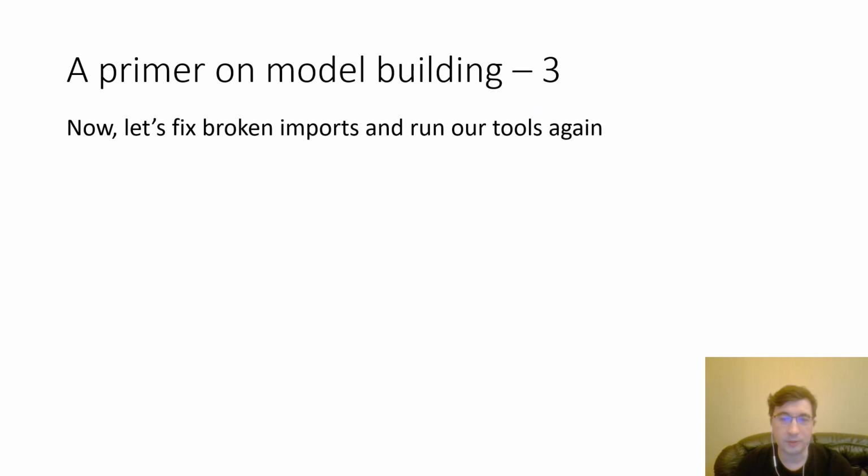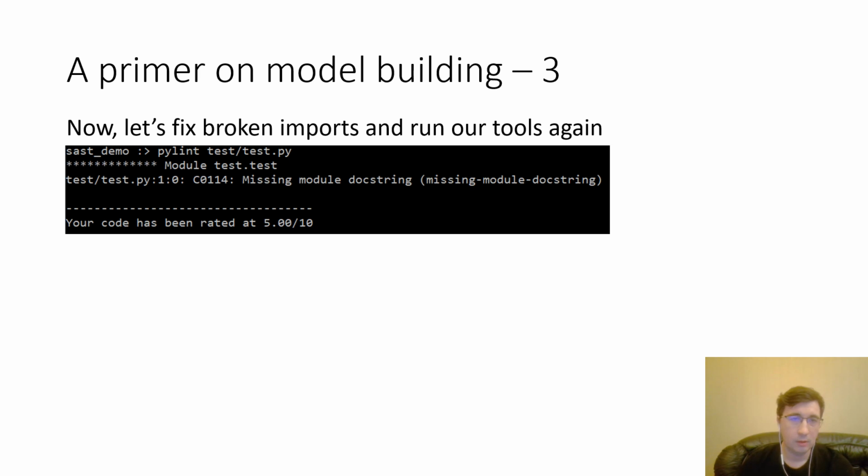Now is the time to fix our broken imports and run all the tools again. The first one is pylint, and now it is happy. It doesn't report usage of insecure RNG in the project because it is not a security-centered tool, but at least now it reports that the program is correct.